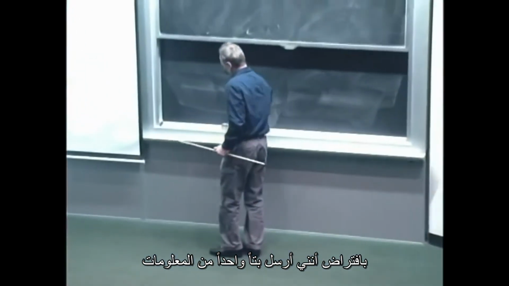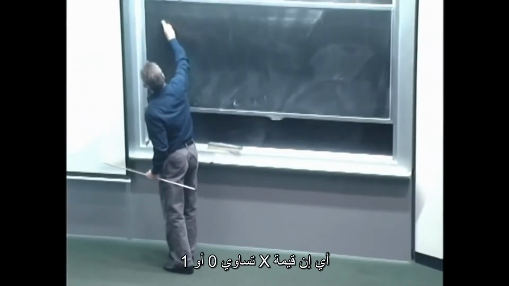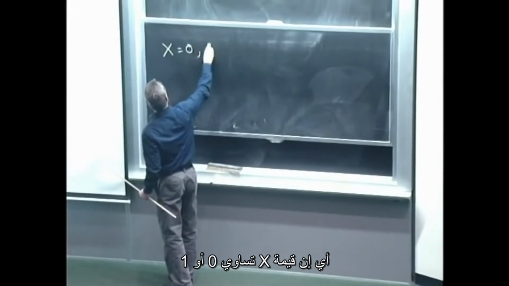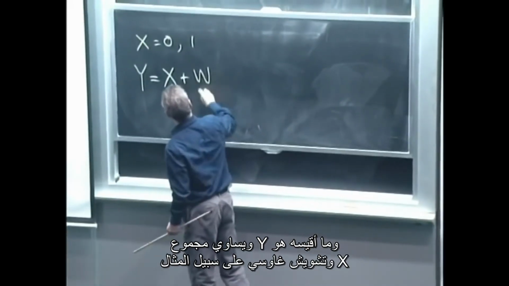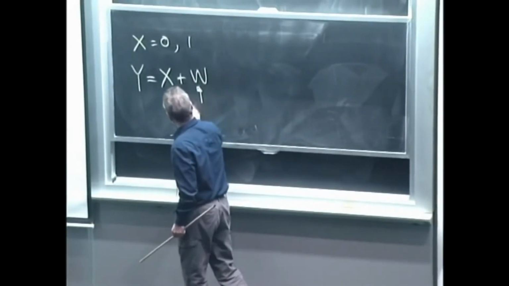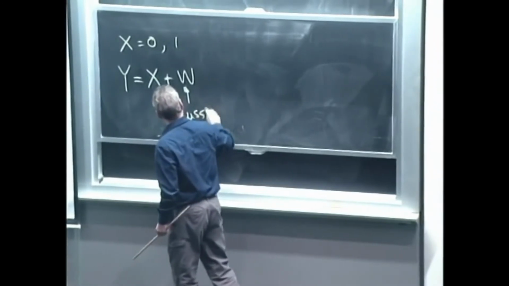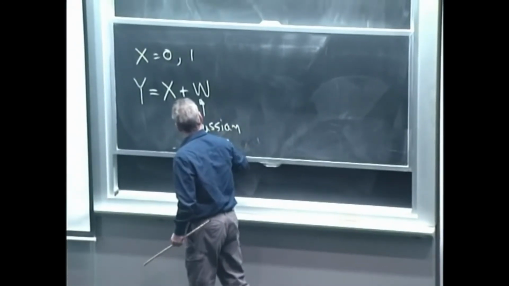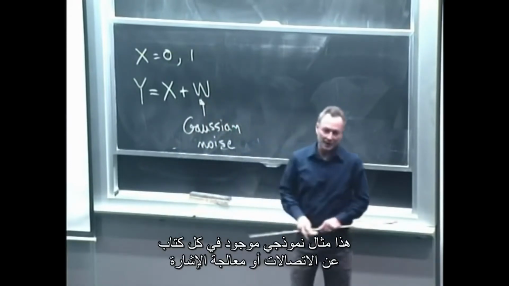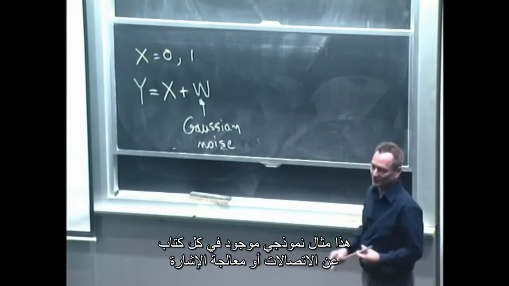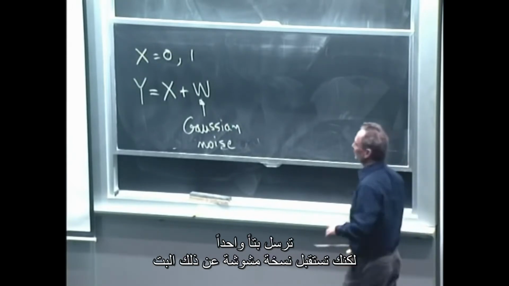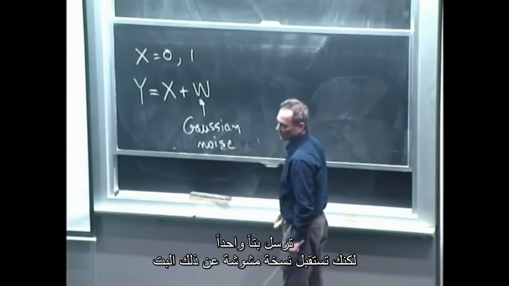What's an example of this? Well, suppose that I send a single bit of information. So my x is 0 or 1. And what I measure is a y, which is x, plus, let's say, Gaussian noise. This is the standard example that shows up in any textbook on communications or signal processing. You send a single bit, but what you observe is a noisy version of that bit.